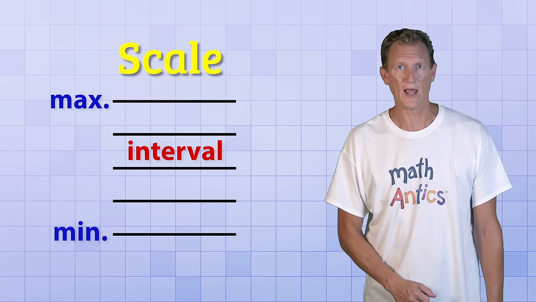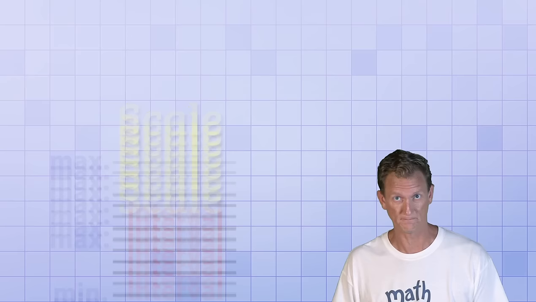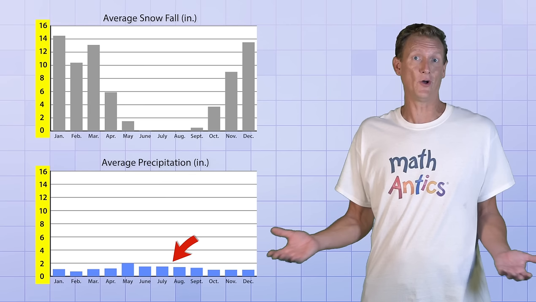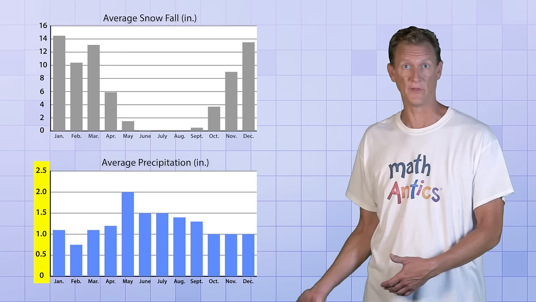When making a graph, it's very important to choose a scale that does a good job of displaying the data in a clear and understandable way. For example, if we used the same scale for the rainfall data as we did for the snowfall data, our graph would look like this. That's not good. Now you can hardly tell the difference between the heights of the bars because they're all squished down below the 2-inch mark. Likewise, if we use the scale of the rainfall graph for the snowfall data, a lot of the values would be off the chart. So keep that in mind if you ever need to draw a graph yourself.